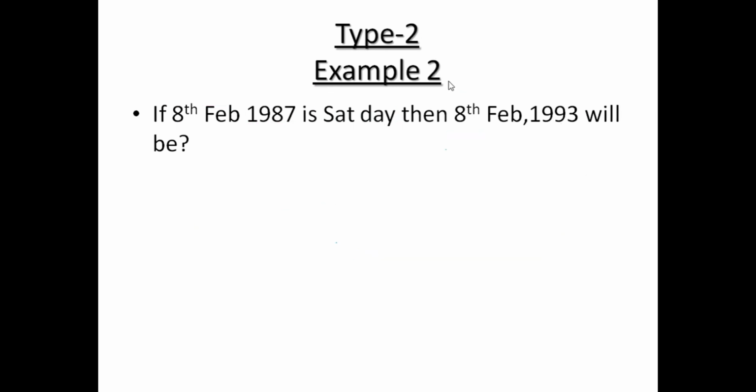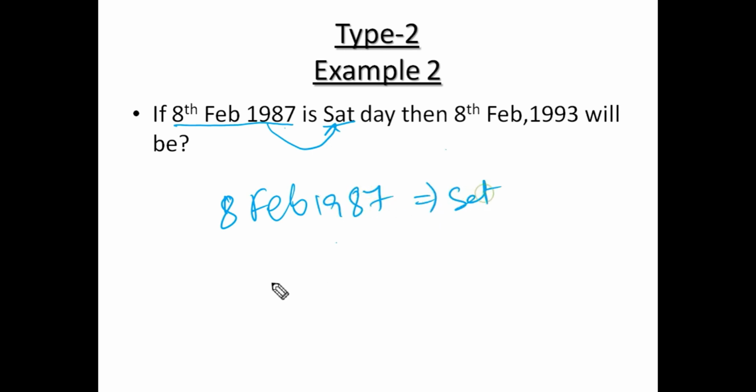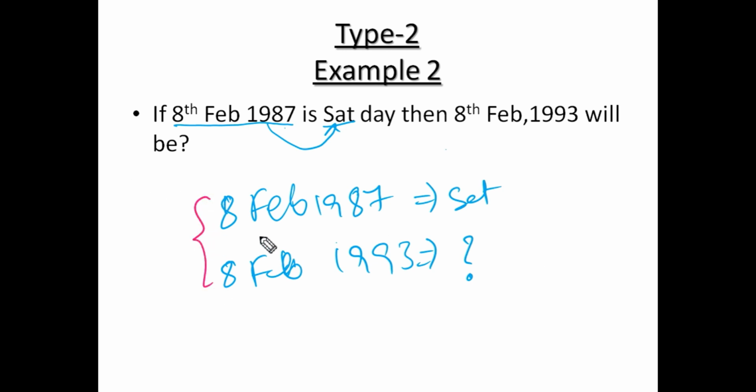Second example. If 8th February 1987 is Saturday, then 8th February 1993 will be what? First of all, check the year gap because the date is the same.